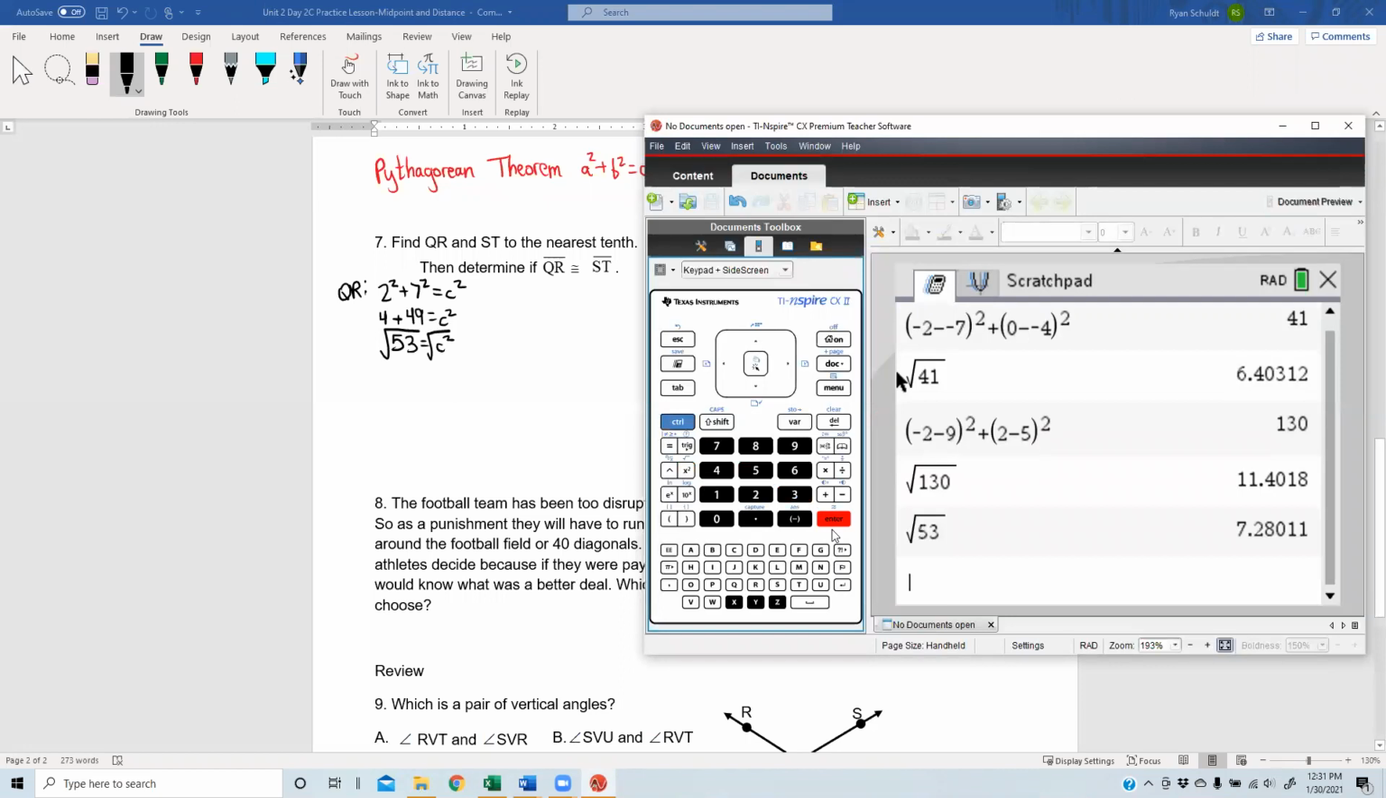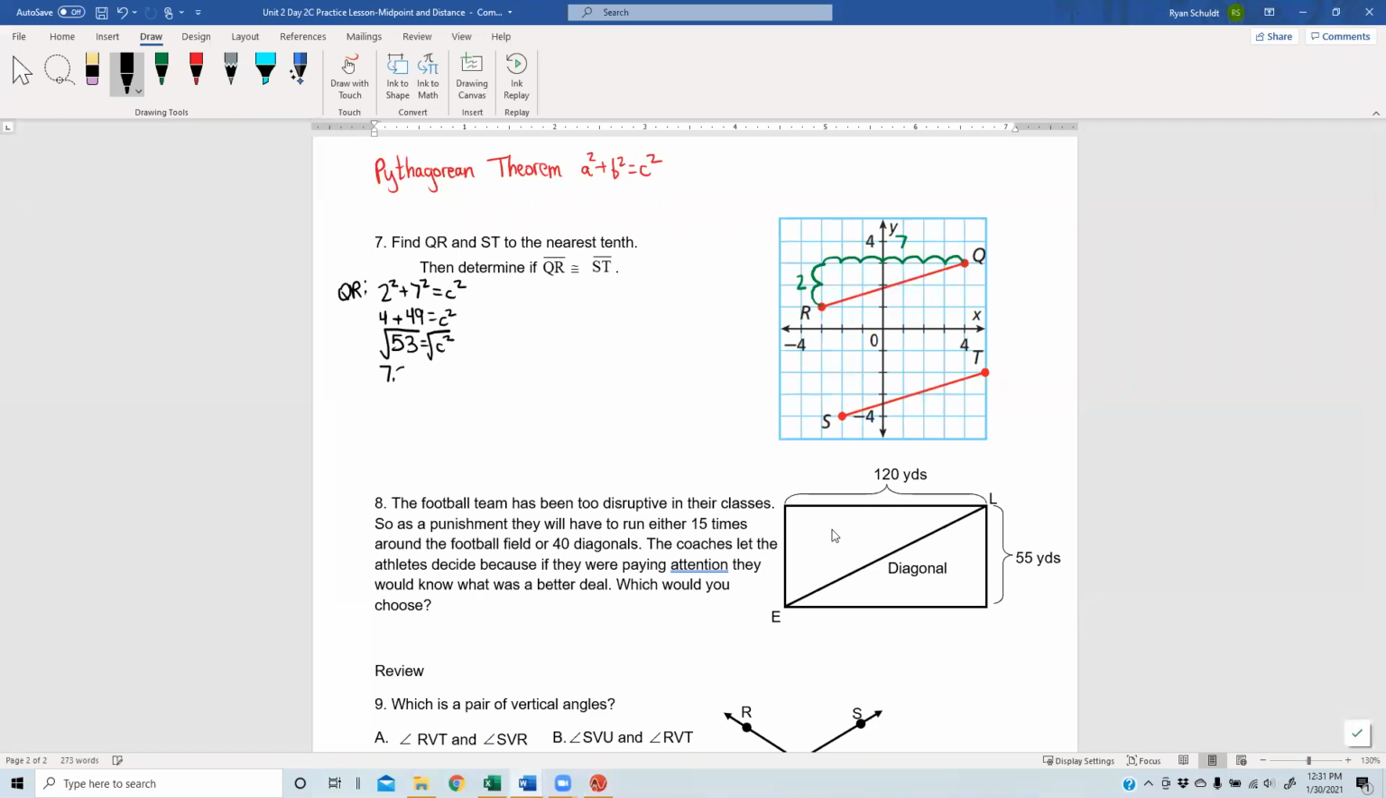So it'll be 7.28011. So 7.28011 equals c. Now, it says to round to the nearest tenth. So that's the place I want. I have to look over here. That's an 8. That's 5 or more, so I have to raise the score. So QR equals 7.3. There's one of our answers.